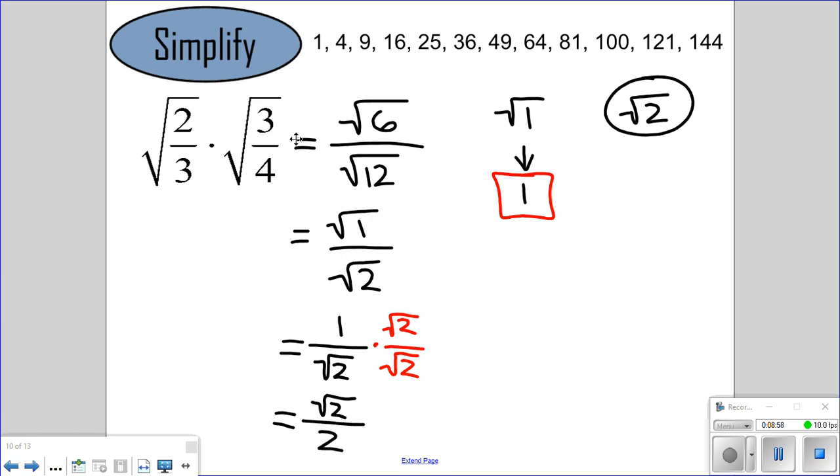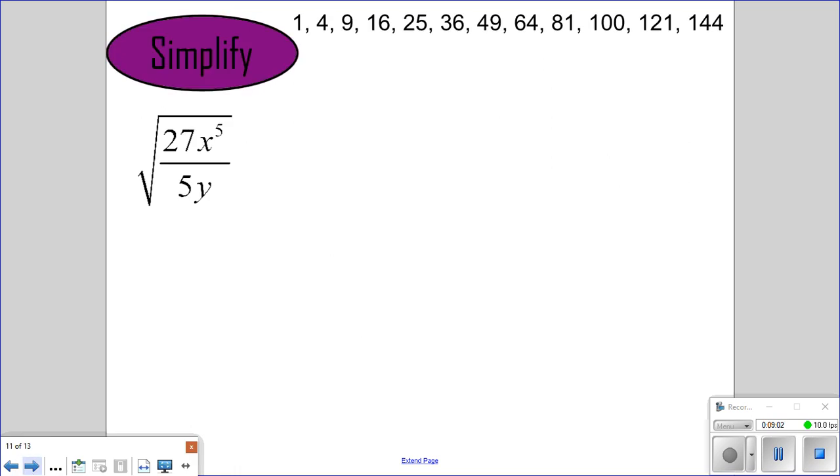2 more problems to go here. Let's go ahead and look at this one. So we have 27 over 5. That cannot be simplified at all. And we have an x to the 5th and we have a y. So there's nothing we can do there. So we leave this as the square root of 27x to the 5th over the square root of 5y.